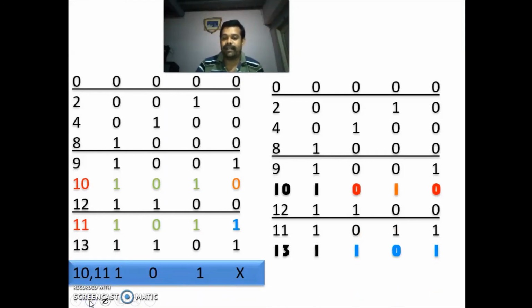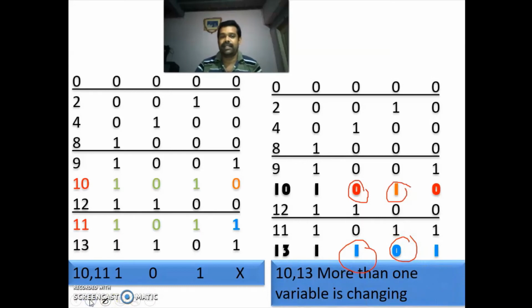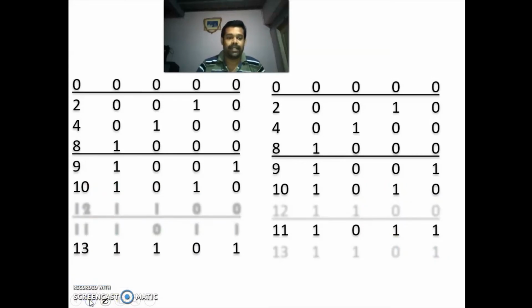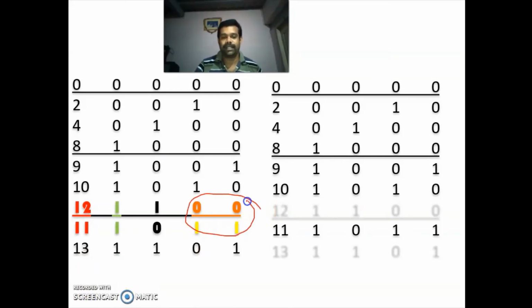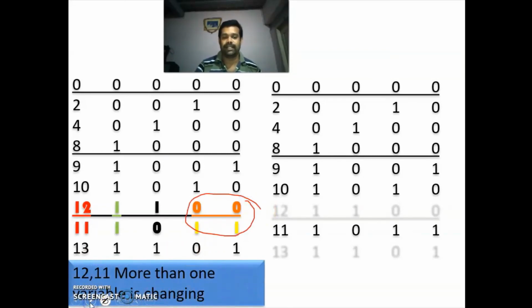So when you are comparing 10 with 13, more than one variable is changing. Here you are having 0, here you are having 1. Similarly, here 1, here 0. So whenever you are getting more than one variable change, we can't consider that particular group. Then we are comparing 12 with 11. So here also more than one bit is getting varied. So we can't consider that.